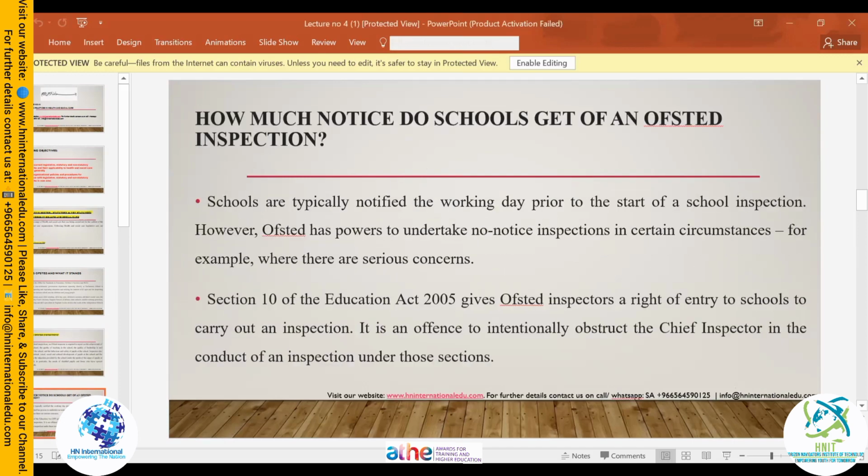So how much notice do schools get of an Ofsted inspection? For example, if a school is caught not giving a successful education to the children, or is caught with things that are not necessarily required for the students, is there any notification or warning they will get beforehand? Schools are typically notified the working day prior to the start of the school inspection. However, Ofsted has powers to undertake no-notice inspections in certain circumstances, for example, where there are serious concerns.